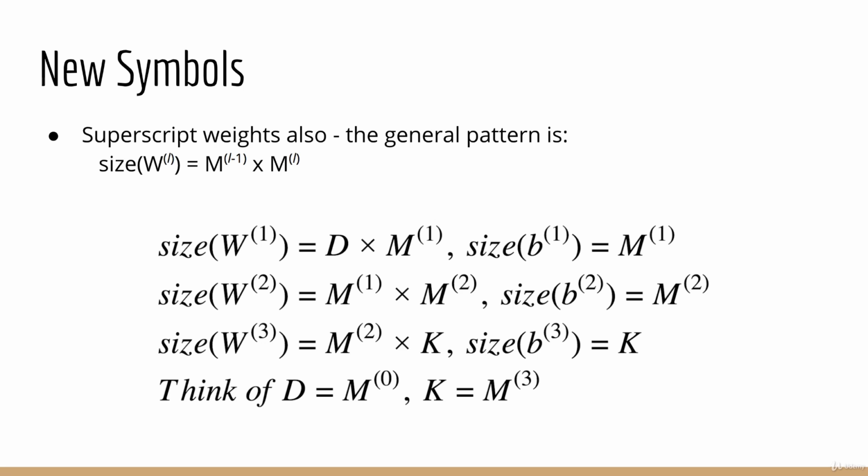Similarly, when we consider the size of each weight matrix, we can consider the input shape D to be M0 and the output shape K to be M3. So the size of W1 is D by M1, the size of W2 is M1 by M2, and the size of W3 is M2 by K. Or you can think of it more generally as the size of WL is M of L minus 1 by M of L.